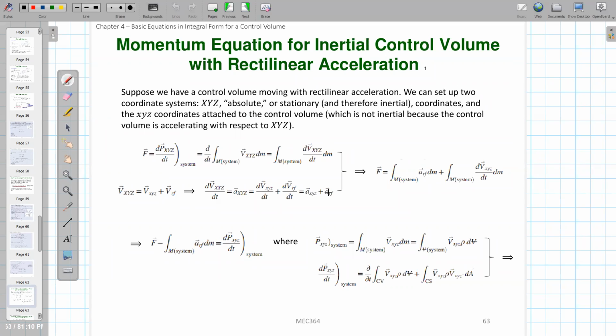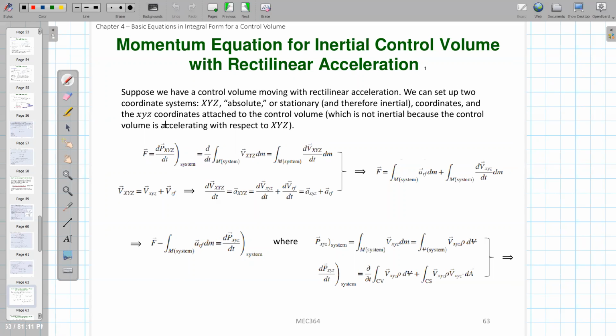Because for this system, followed by this math, the framework is still such that Newton's second law can still work. If we start from the system, we still define two coordinate systems. This big xyz is the stationary one, so in other words, this big xyz is still the inertial frame, and that small xyz is moving with a constant rectilinear velocity. So this is not the inertial frame anymore.